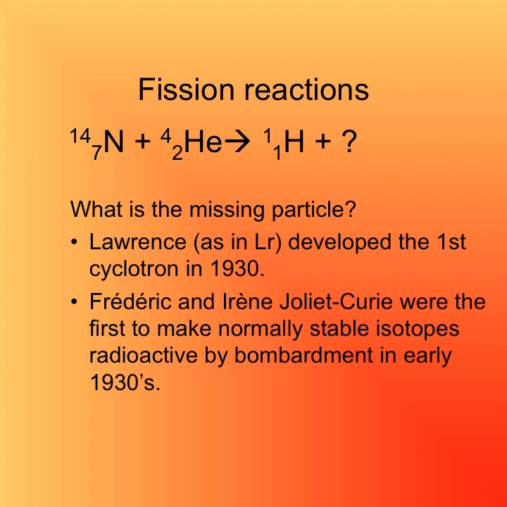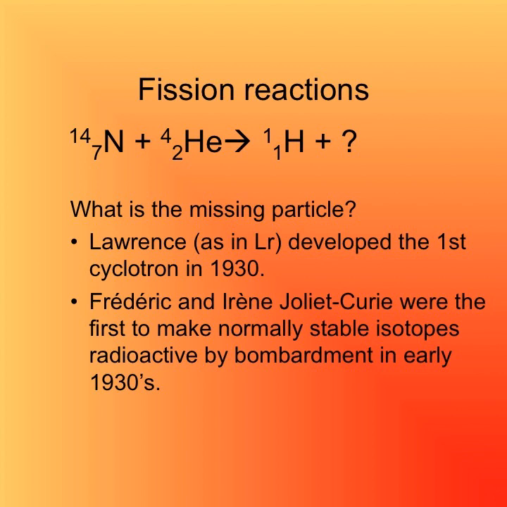Add your atomic numbers on the left and you get 9, 7 plus 2. On the right side you only have 1, so your missing atomic number is 8. Well, what element is atomic number 8? You should look at your periodic table and determine that that is oxygen. So oxygen-17 was produced in this example of a fission reaction.